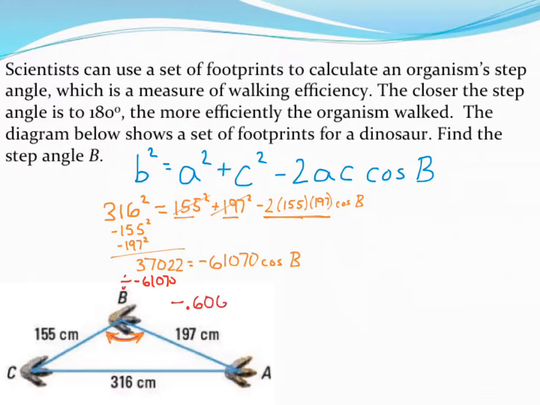0.606. Try to round as little as possible. Use the full number if you can, but at least use a few decimal places. So negative 0.606 is equal to the cosine of B. And finally, to finish this, to get rid of the cosine of B, I have to do the inverse cosine of both sides. Making sure my calculator is in degree mode, I do the inverse cosine of negative 0.606, and we find that angle B comes out to be approximately 127.3 degrees.